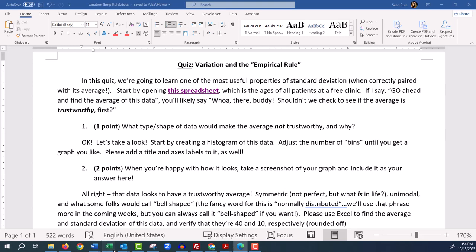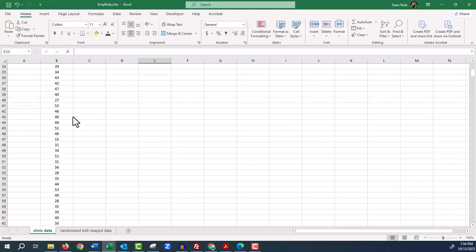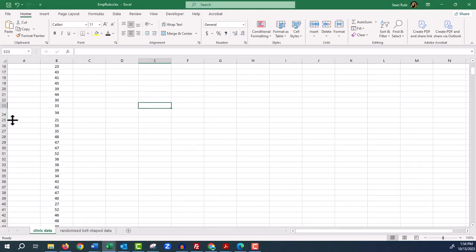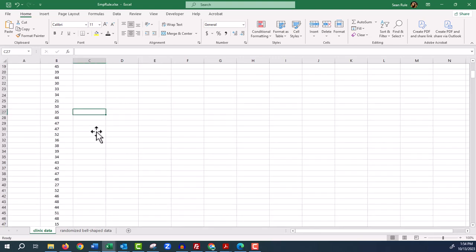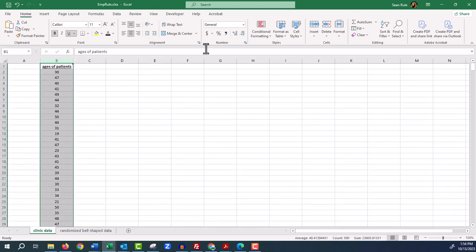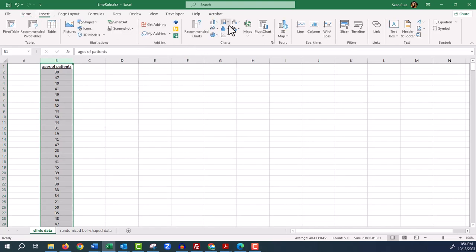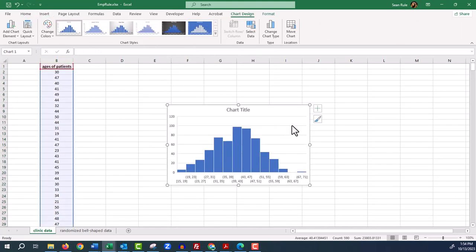So as far as the spreadsheet goes, here are the patients in the clinic. There are a lot of them, and for some reason that row is taller than the rest. Whatever, I guess it's fine. I asked you to make a histogram first, and I know we skipped over question 1. We'll do that in a second.